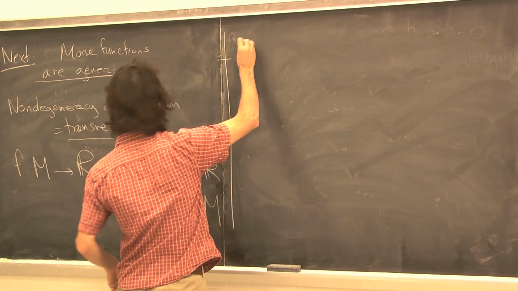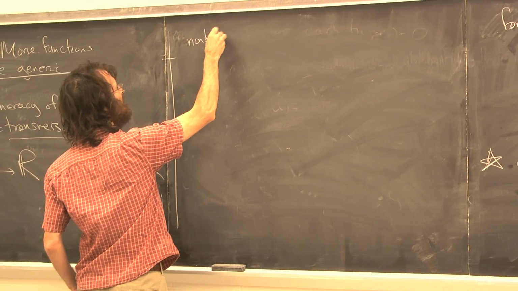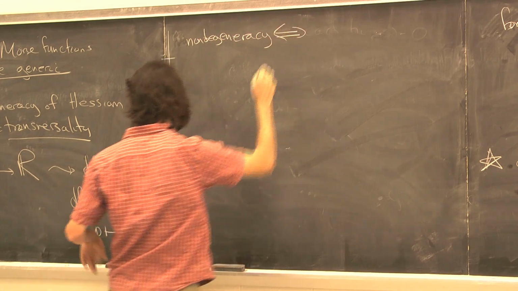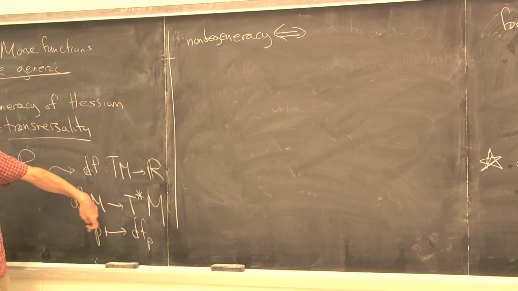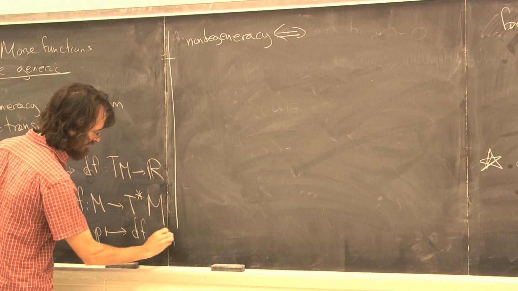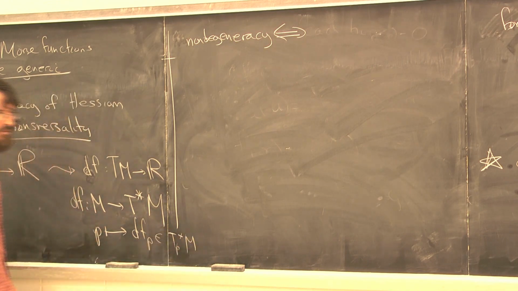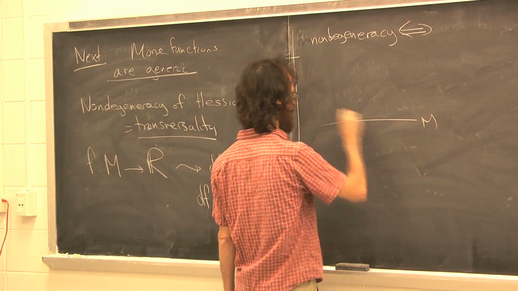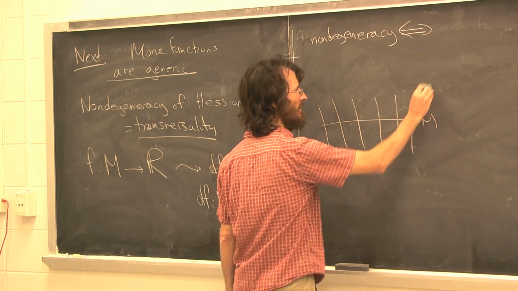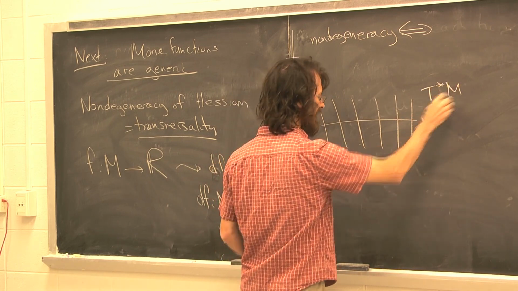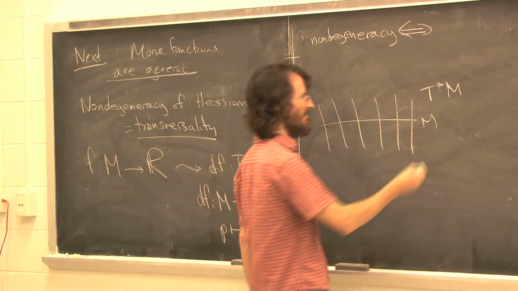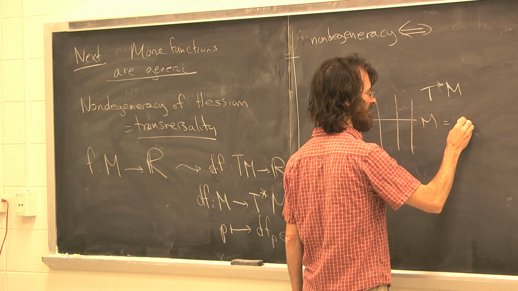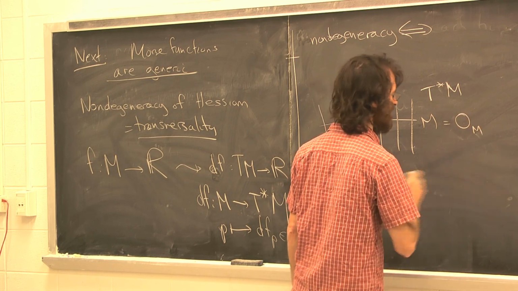The claim is that this non-degeneracy is equivalent to the following. This is a section, because df_p is in T_p*M, the fiber over that point. So we have this schematic picture: here's M, here are the fibers of the cotangent bundle, and M sits inside T*M. We can call it the zero section if you like.